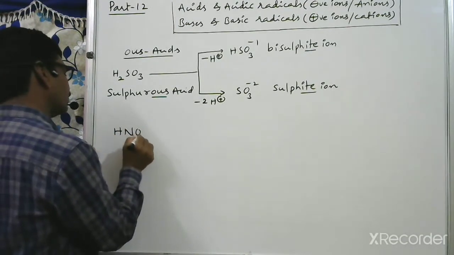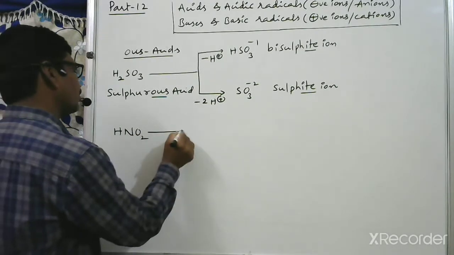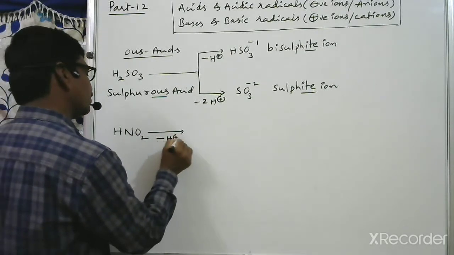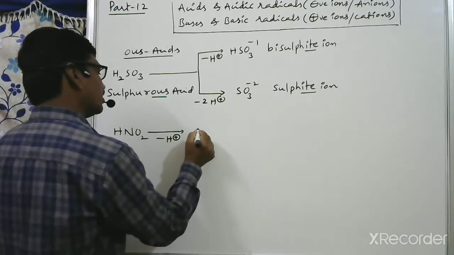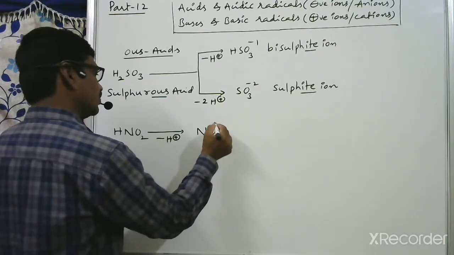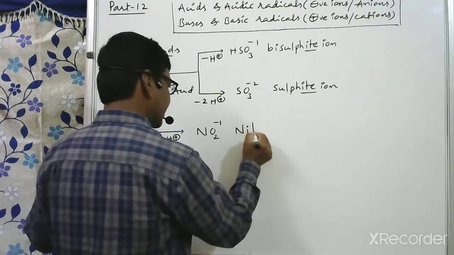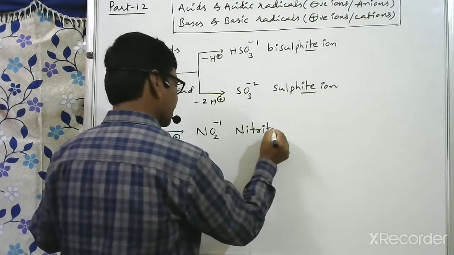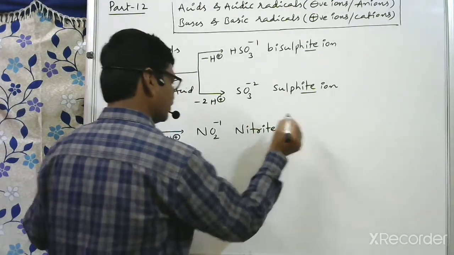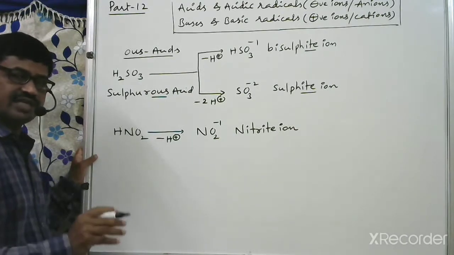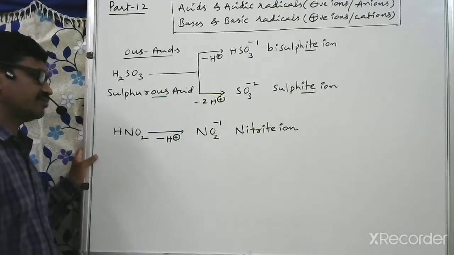HNO2. From this, if you remove one hydrogen, the remaining part is NO2, which will take minus 1 charge, which is nothing but nitrite ion. All these acids' ions end in ite.